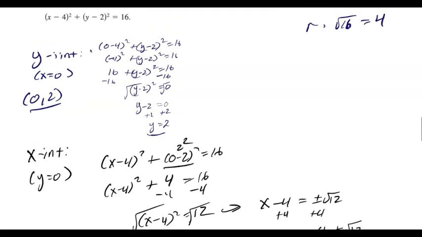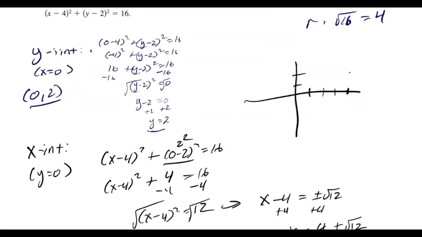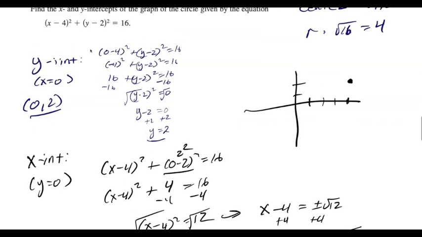And if you want us to graph all this, we could. Center is 4, 2. 1, 2, 3, 1, 2. Right there. That's 4, 2. And then our radius is 4. And go 1, 2, 3, 4, 2, 3, 4. That's why our y-intercept is there.